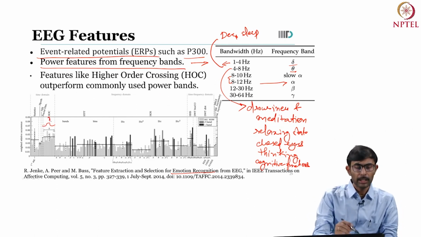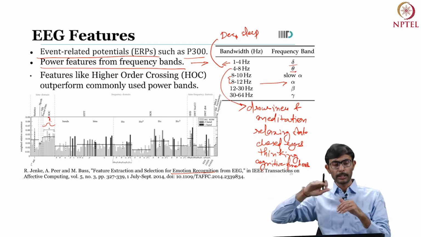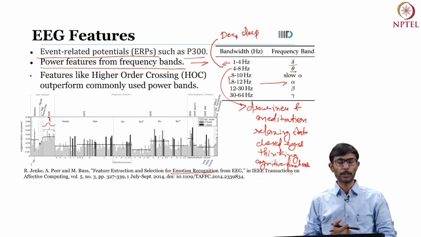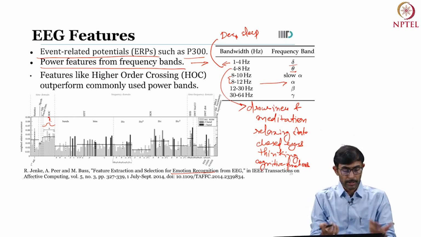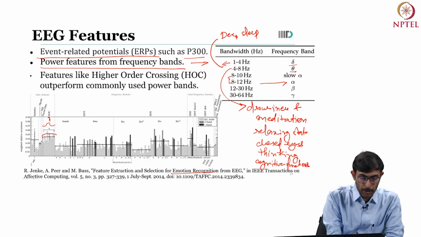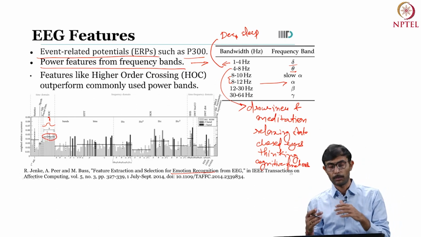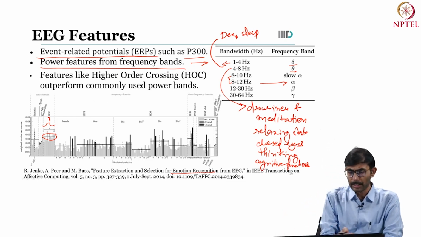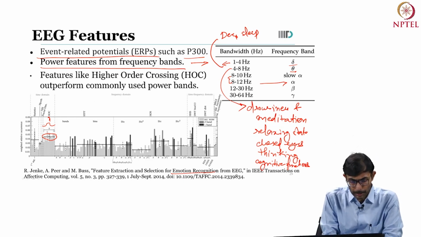Higher order crossing is simply the number of times the waveform is crossing the axis, right? So basically you count the number of times the waveform is crossing the axis and you take the difference of that, right? This HOC is what the researchers have shown here; this is the weightage among the different features when it comes to emotion recognition. You can see that these advanced features like the HOC are outperforming the commonly used power band features.